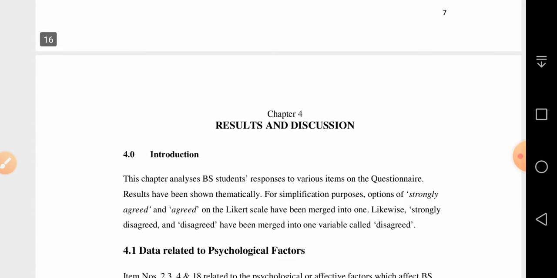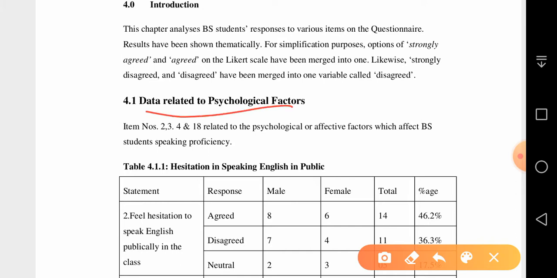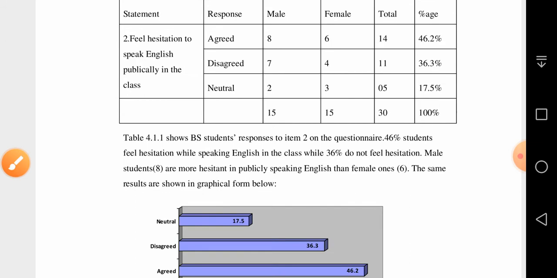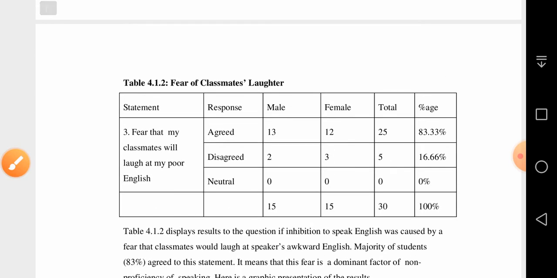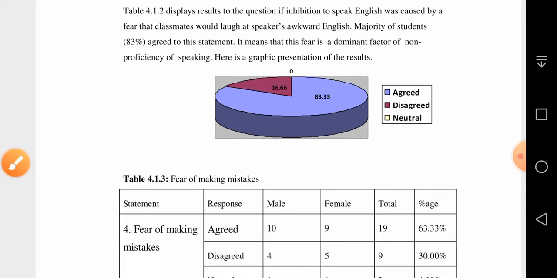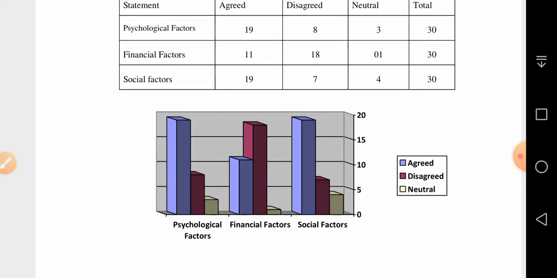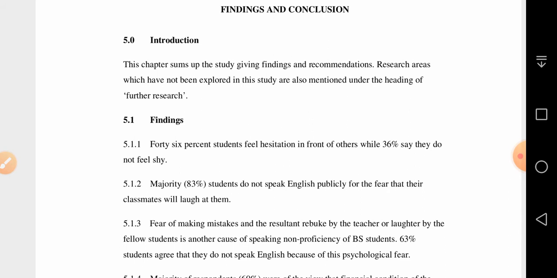Now here is data analysis, results and discussion. Okay, data related to psychological factors. First, data has been tabulated, then interpreted and discussed, graphically represented. Okay, and then another table, then a short discussion, a brief discussion of the data. So this is how you move on, and then you reach the final chapter, chapter number 5, findings and conclusion. Hope you have got an idea how to write a report.